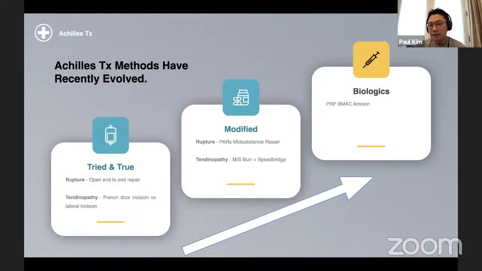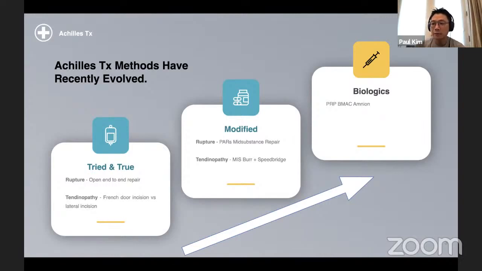The modified techniques have taken a step further. Now for ruptures, I use the percutaneous Achilles repair system from Arthrex. It's also the mid-substance repair kit, and I'll go over what that means. And for tendinopathy, I've been implementing a newer technique using the minimally invasive surgical burr as well as SpeedBridge repair. And biologics have been around, but biologics are really starting to take off.